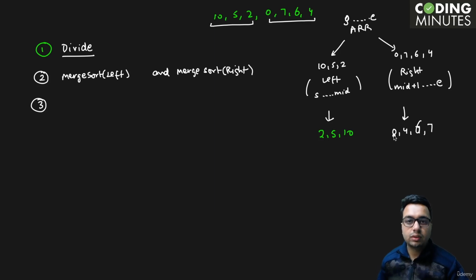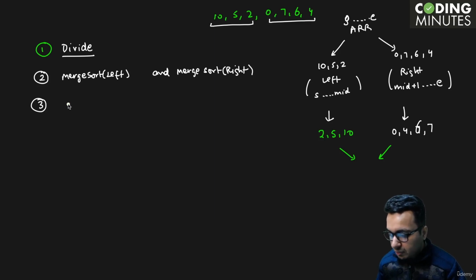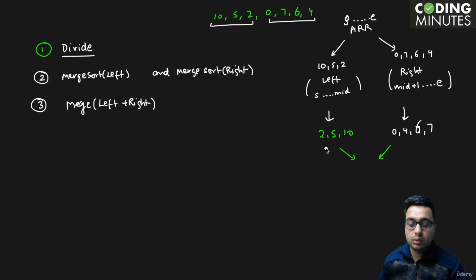So let us assume that you get these two sorted arrays after calling merge sort on the left part and the right part. Now what is the final step? The final step is we just need to merge them into a single sorted array. So that is the final step of this merge sort method. We have to merge the left and the right parts into a single array. So let us try to merge them.